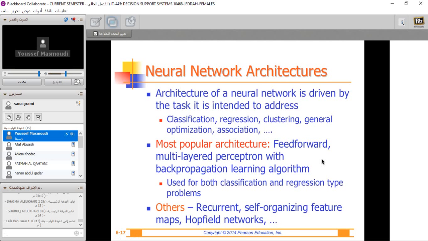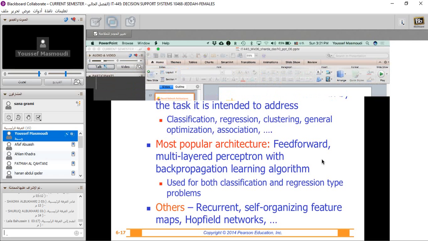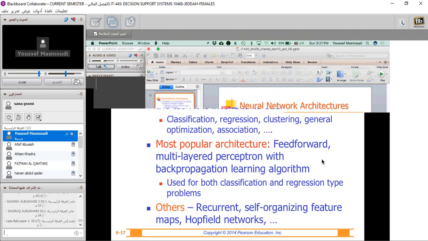Neural network architectures. The architecture of a neural network is driven by the task it is intended to address. So we are using the artificial neural network for classification, regression, clustering, general optimization, association, etc.